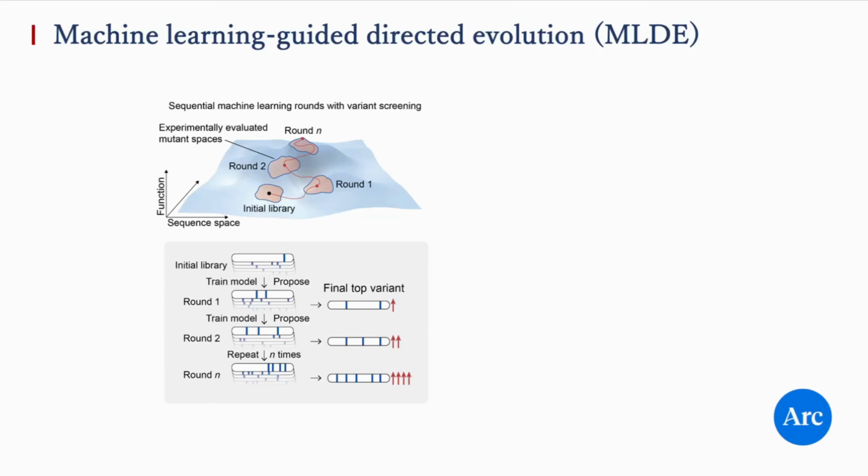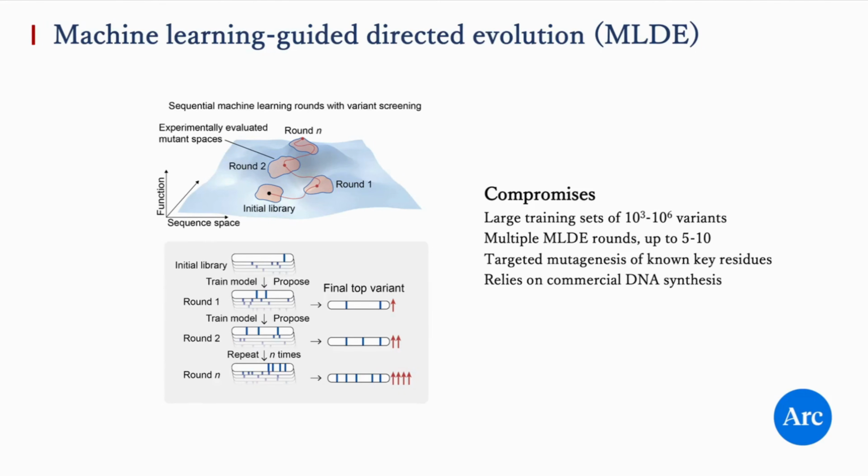However, from our examination of the approaches, we observed several drawbacks. This includes requiring large training datasets to train models, multiple machine learning rounds of up to 5 to 10, targeted mutagenesis of known key residues that affect function, and/or a reliance on commercial DNA synthesis to generate and test the variant genes.